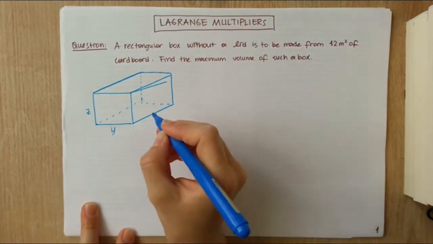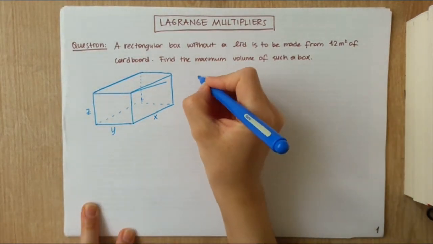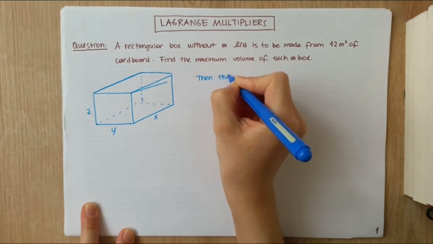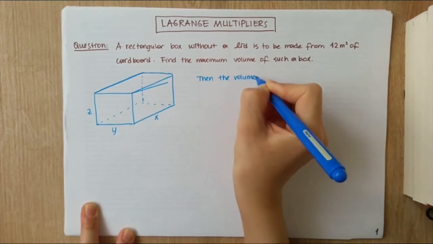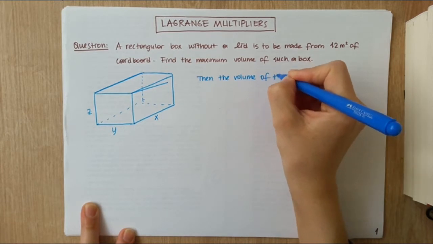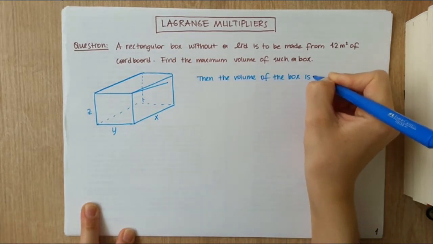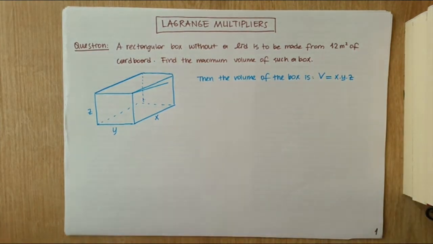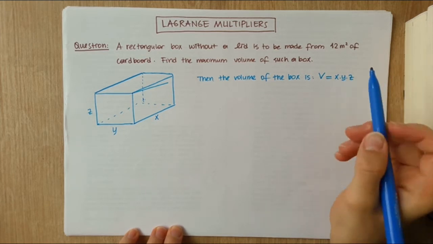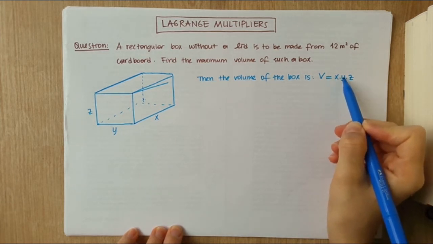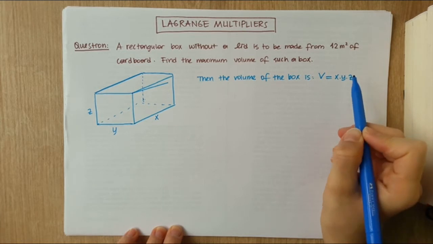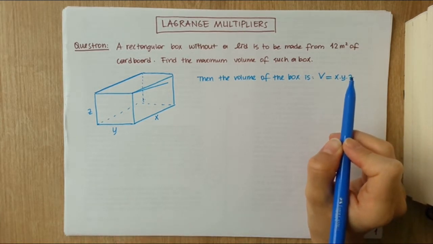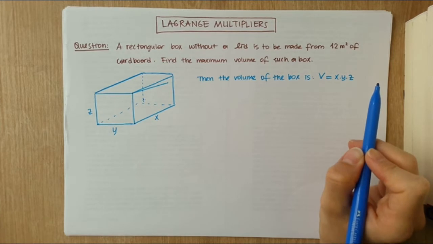And then if you call those sides like that, then the volume of this box will be V = x times y times z. We all know this rule, right? And now we can express V, this volume, as a function of two variables. As you can see here, we have three variables, x, y, and z. But we know how to find the absolute maximum and minimum of a function of two variables using the second derivative test.